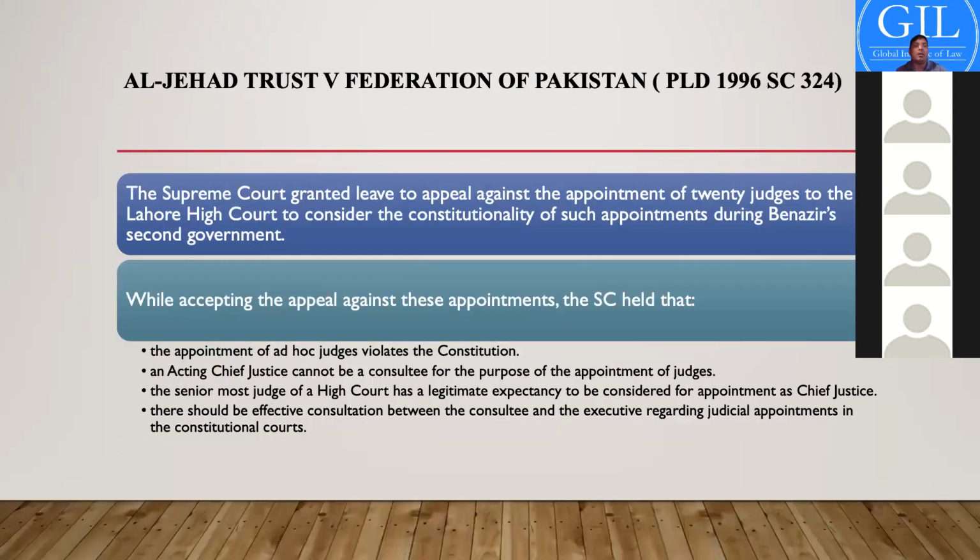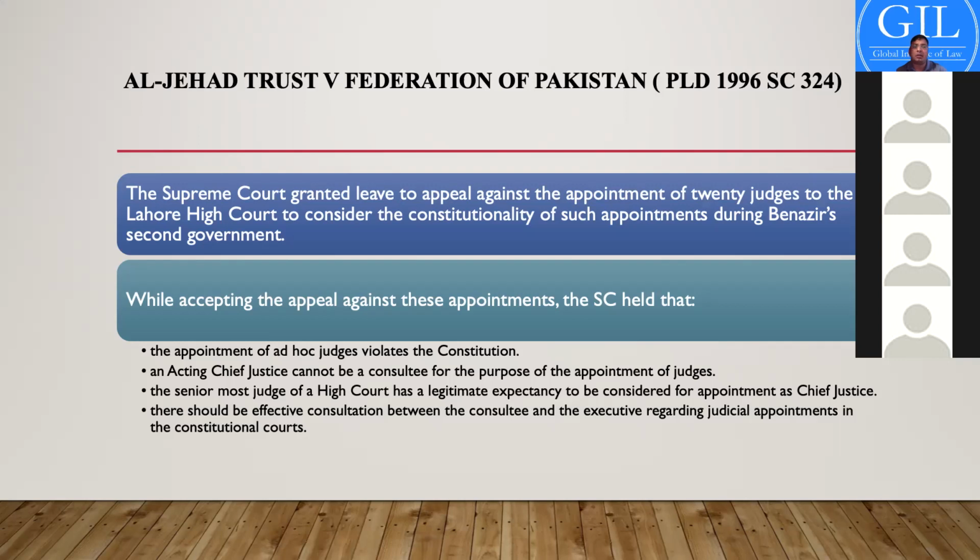Then we have a famous Al-Jihad trust, where judiciary and legislature or the executive were pitted against each other. So what happened is that Benazir Bhutto's government wanted to appoint certain judges, which did not find favor in the eyes of the sitting Supreme Court Chief Justice of Pakistan. So the Supreme Court granted leave to appeal against the appointment of 20 judges to the Lahore High Court to consider the constitutionality of such appointments during Benazir Bhutto's second government.